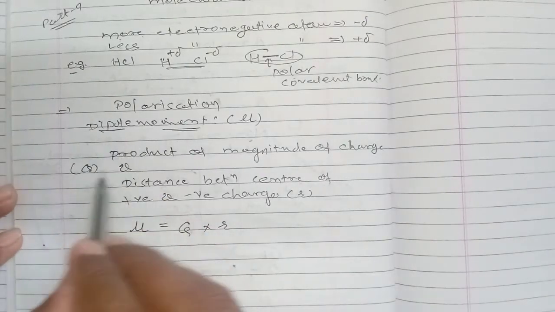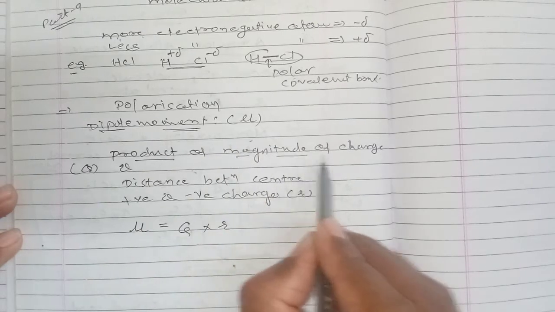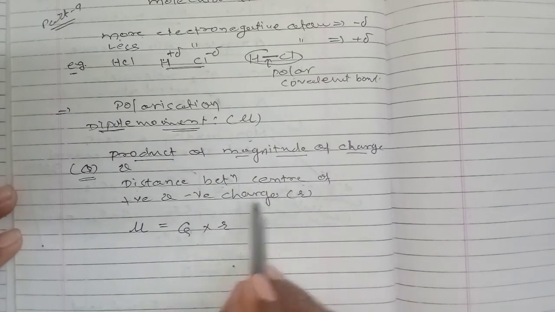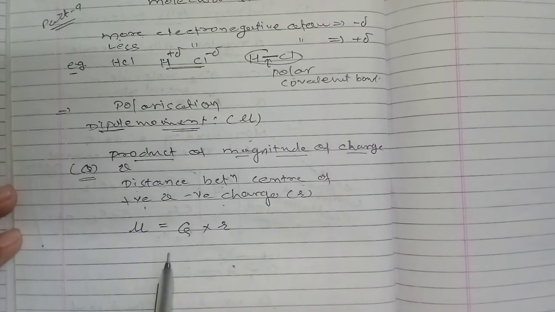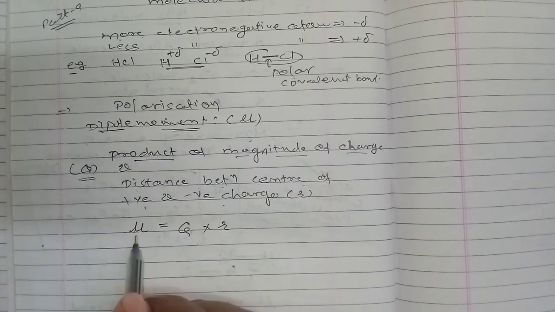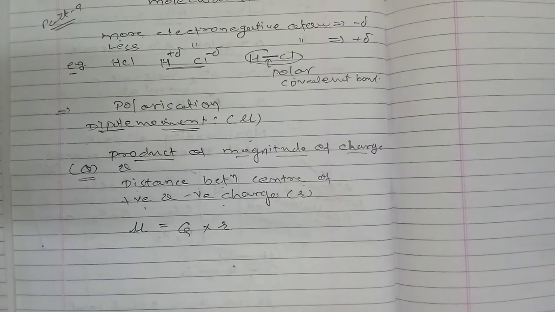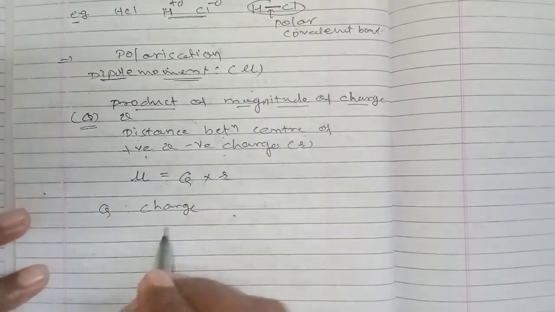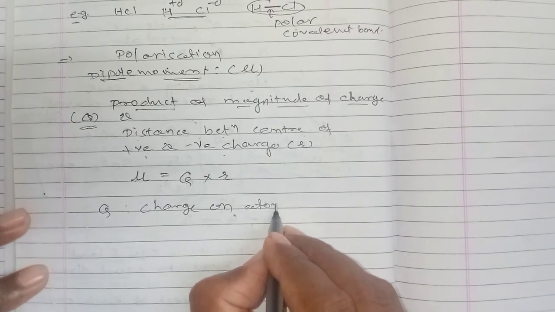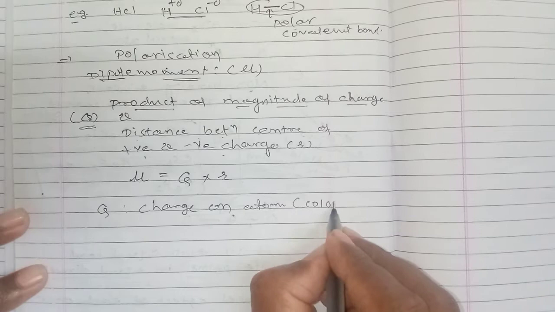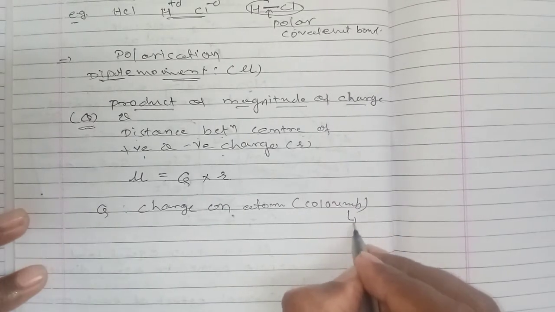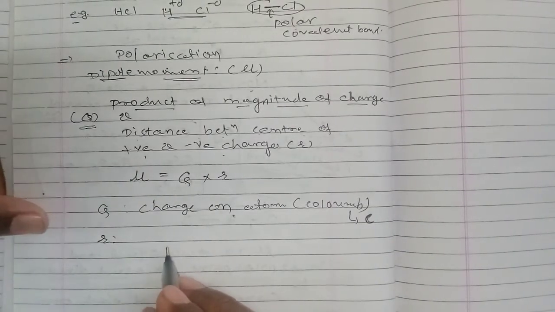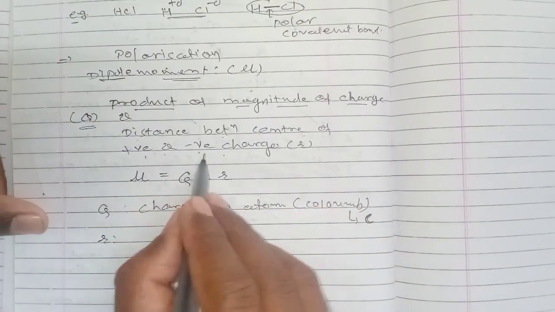So, dipole moment is defined as the product of the magnitude of charge and the distance between the centers of positive and negative charge. Mathematically, mu is equal to Q multiplied by r, where Q is the charge on the atom, which is in coulomb, capital C, while r is the distance between the centers of positive and negative charge.